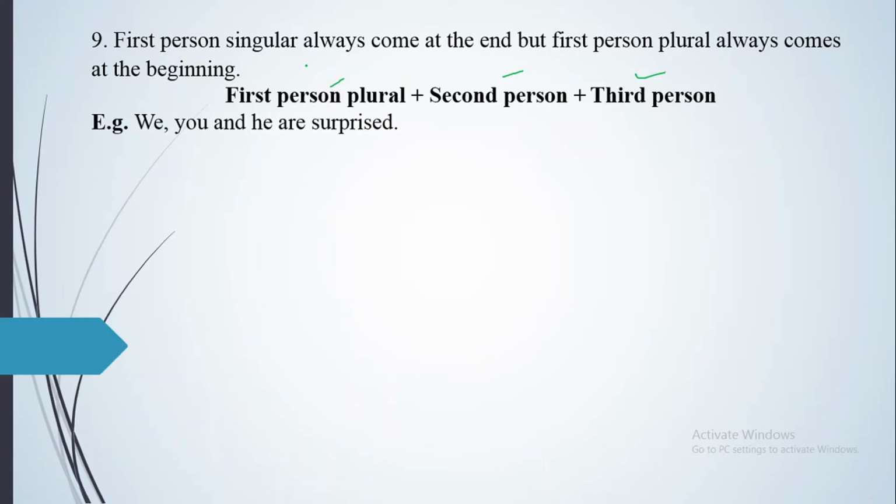Example: We, you, and he are surprised. First person plural, second person, and then third person. If it was I, you would say you, he, and I, as we have discussed in the previous rule. You, he, and I are surprised.